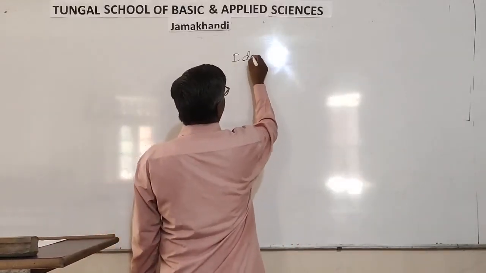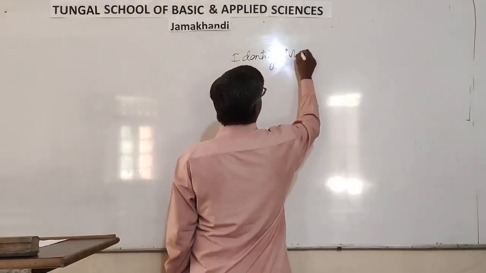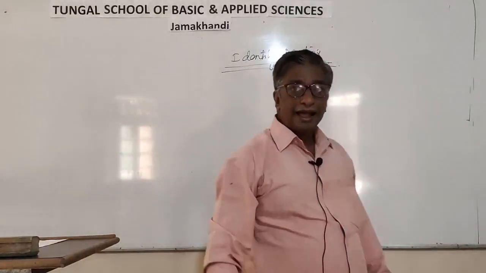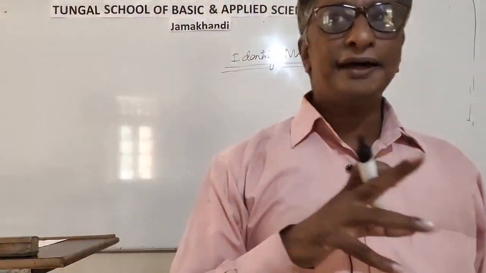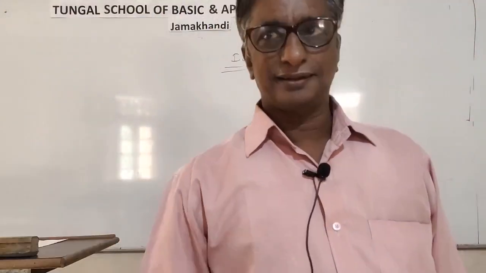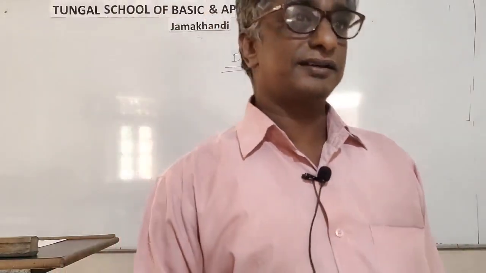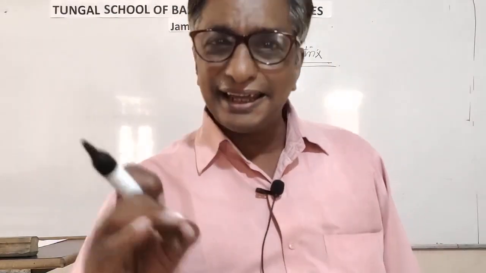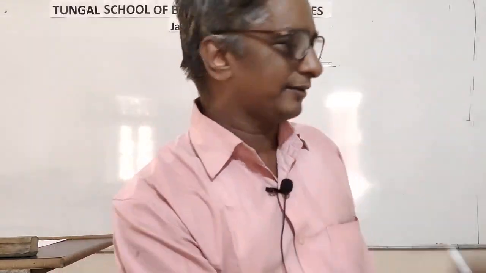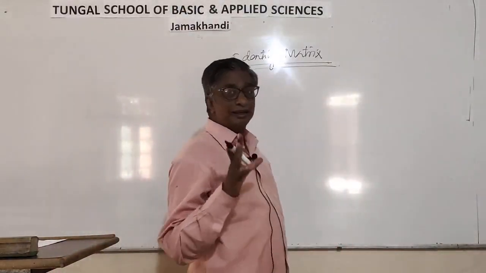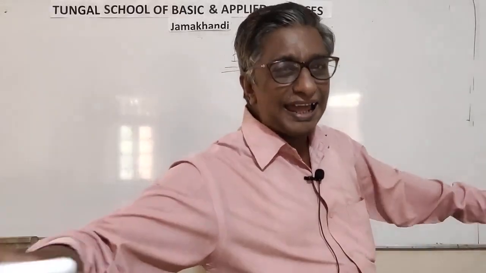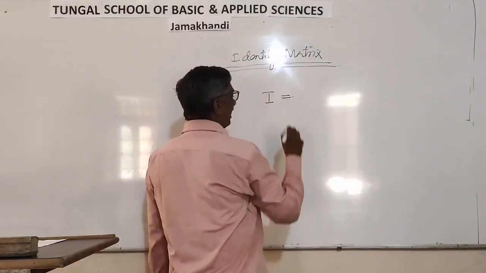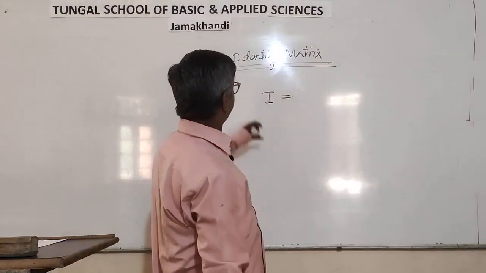Identity matrix. An identity matrix is a square matrix, and it is also a diagonal matrix whose principal diagonal elements are equal to unity or 1. It is usually denoted not by A, B, C, D, but by the alphabet I for identity matrix.